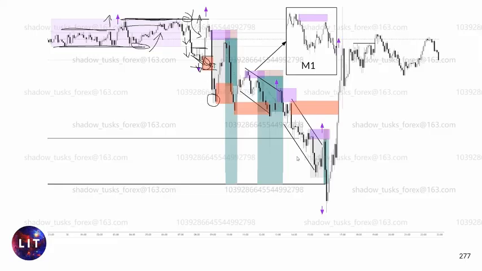Again, not really an inducement because there was no clear liquidity build-up, and that's really key. I really cannot emphasize that enough. You guys, if you're not able to spot the liquidity build-up, sit on your hands. Don't touch anything. Okay, then we have our mitigation at London Open.